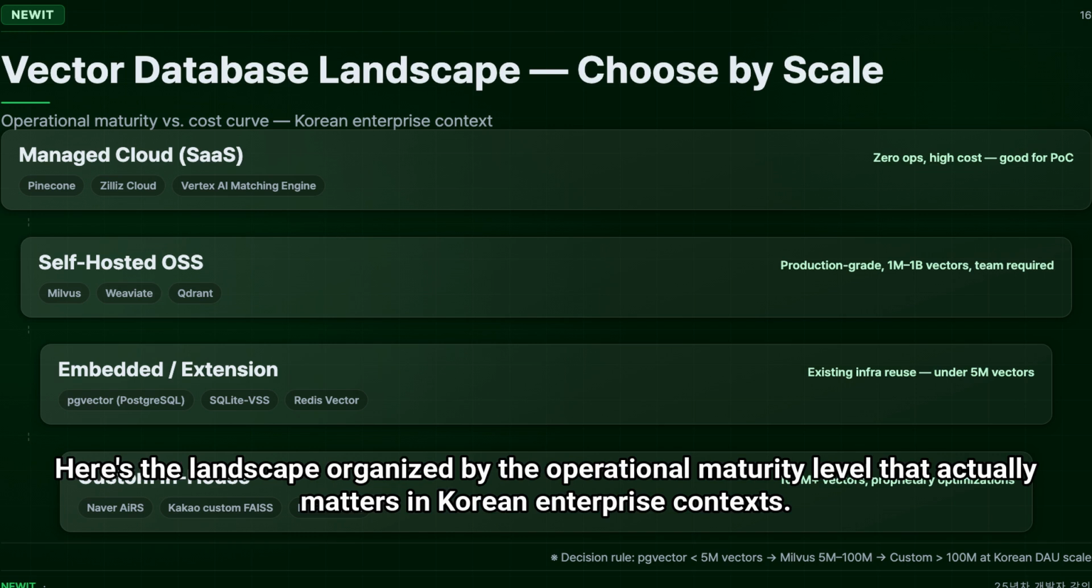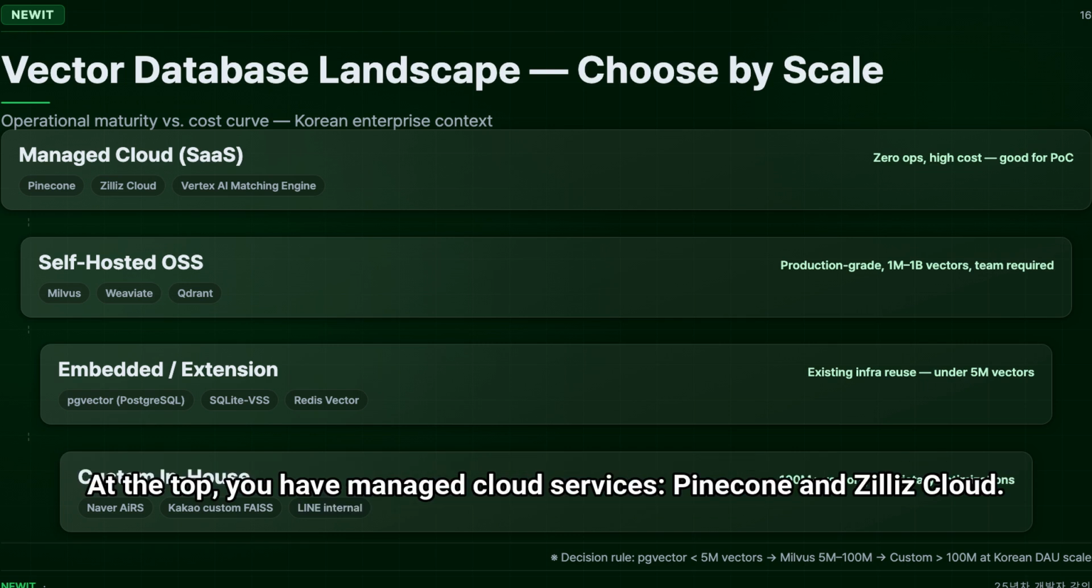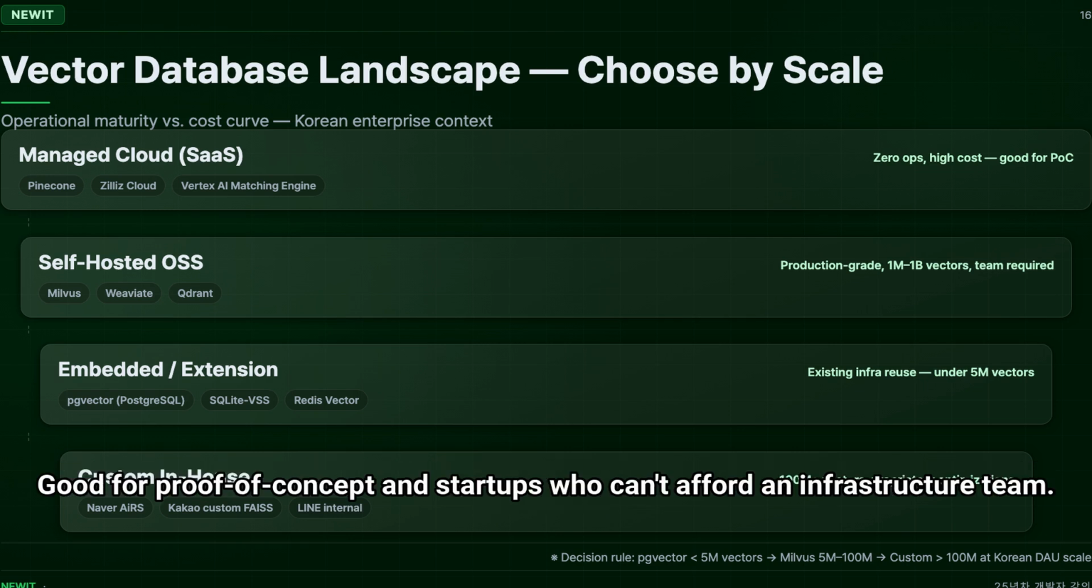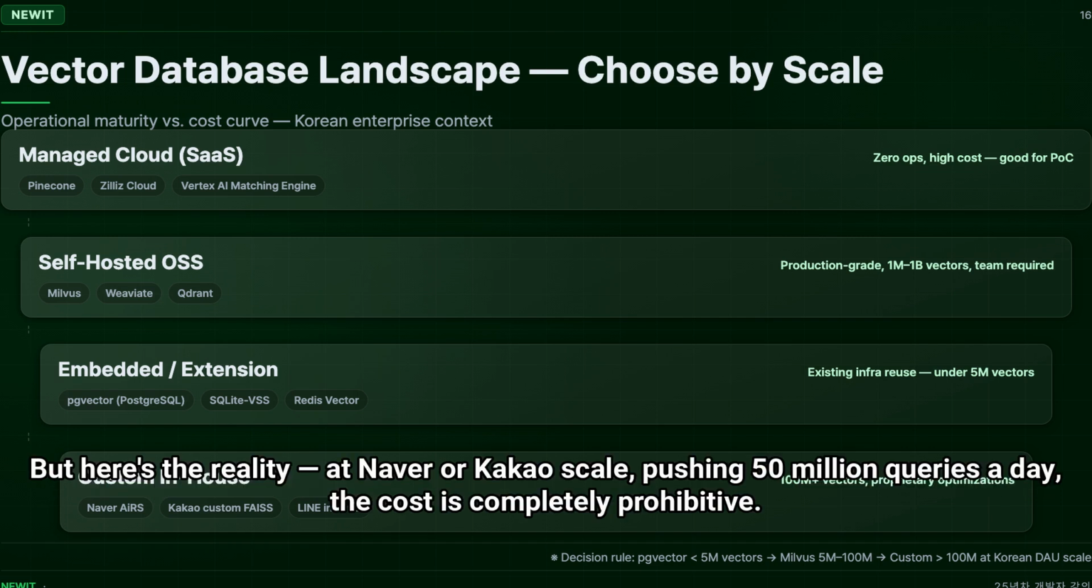Here's the landscape organized by the operational maturity level that actually matters in Korean enterprise contexts. At the top, you have managed cloud services, Pinecone and Zilliz Cloud. Zero ops overhead, you're up in 30 minutes, and you pay a significant per-query premium. Good for proof of concept and startups who can't afford an infrastructure team. But here's the reality. At Naver or Kakao scale, pushing 50 million queries a day, the cost is completely prohibitive.